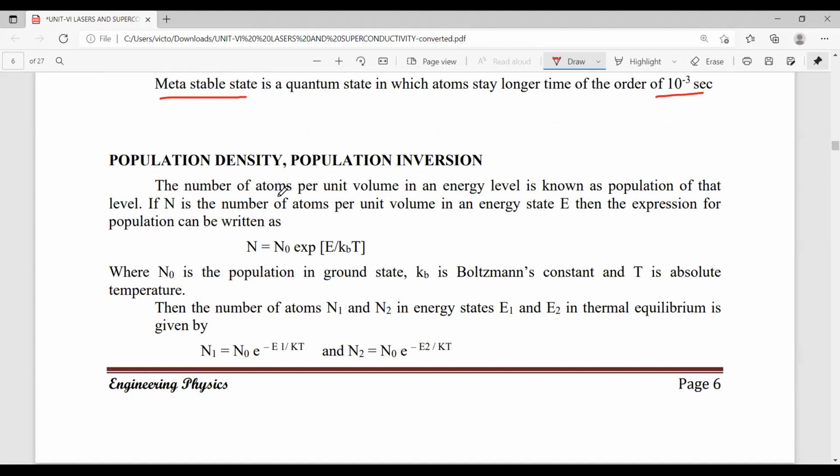The number of atoms per unit volume in an energy level is known as population. So actually there are a number of energy levels. Then how many atoms per unit volume? For example, this is one group. These are the energy levels here, these are the various energy levels, and these are the atoms on this energy level.